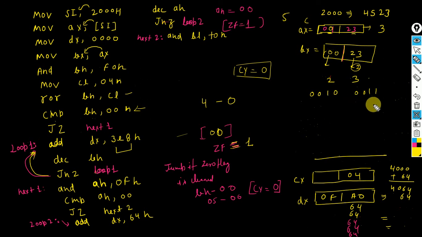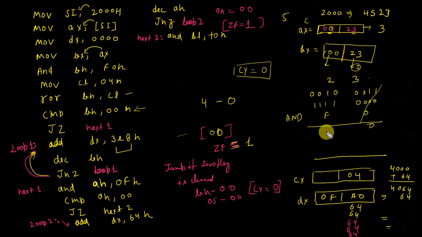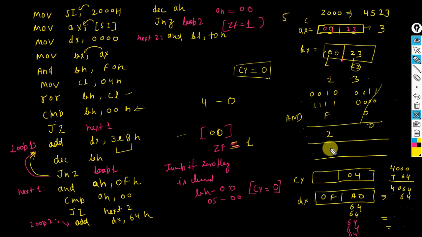For extracting 2, here we mask the LSB. So write down 0000 below the 3 and 1111 below the 2. So this is your F and this is your 0. Take an AND operation. In this case this is 0 and this is your 2. After execution of this instruction, the content of this register is 20. And we want 2 in the unit place.